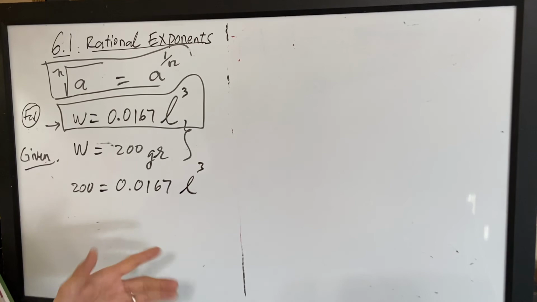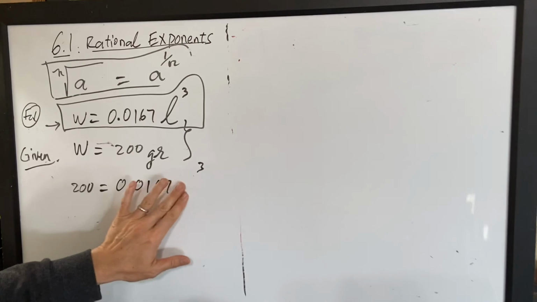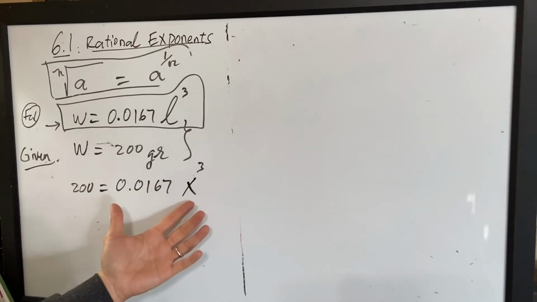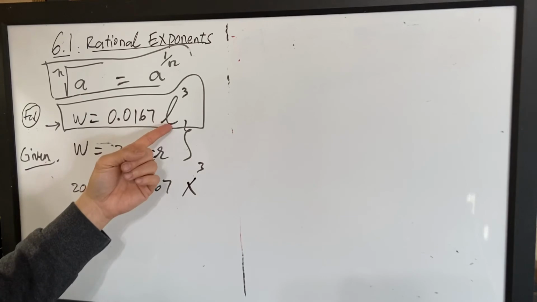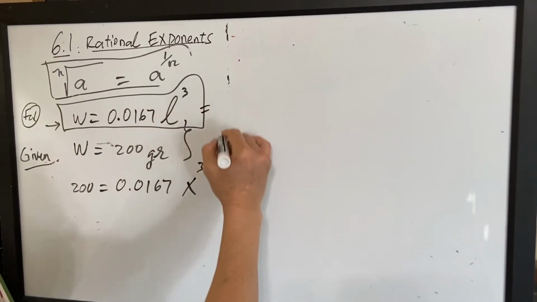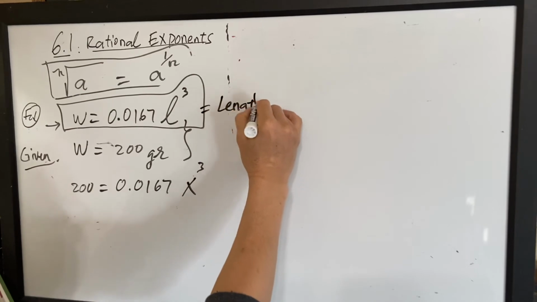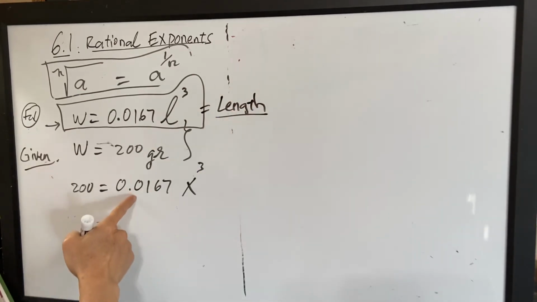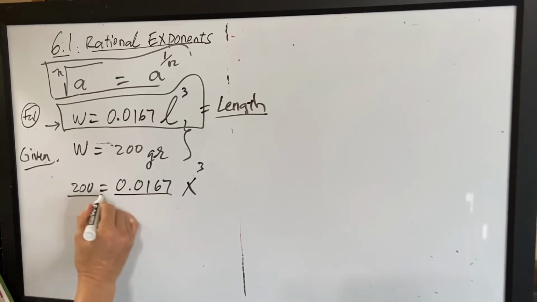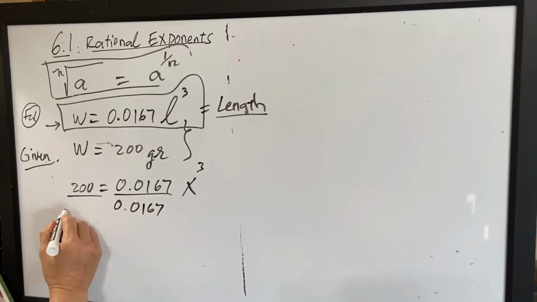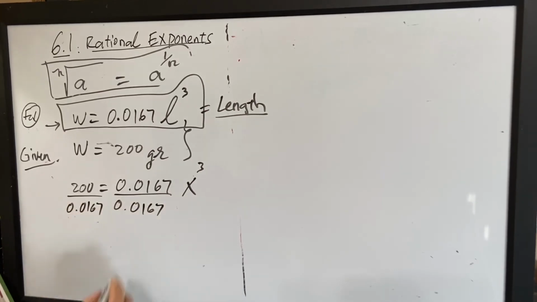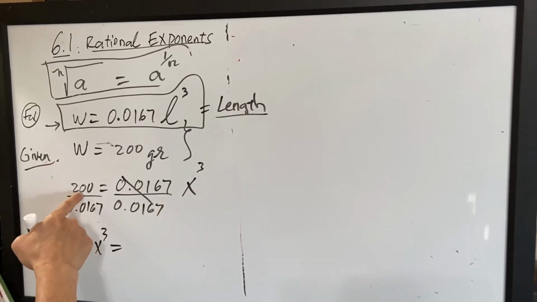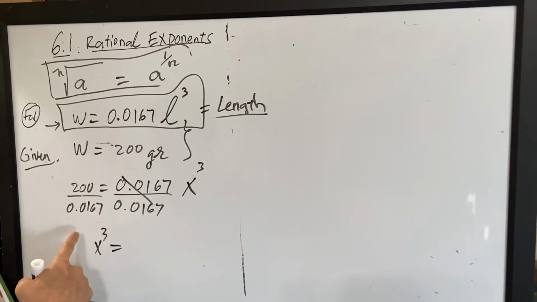If the L bothers you, don't let that bother you. You can put X if you want to, finding for X. X stands for L, and L stands for the length of the fish. So the technique is the same procedure right here. You divide both sides by the constant. Now you have x to the third equals, I just rewrite this, 200 divided by whatever number you have right here.